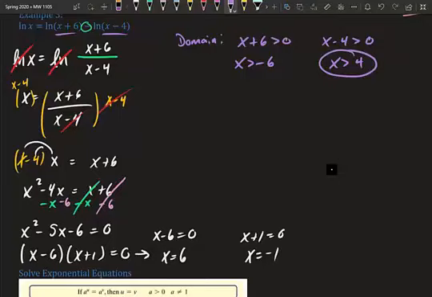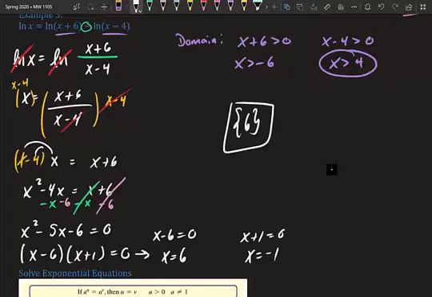So let's compare our solutions. Is 6 greater than 4? It is. 6 is greater than 4, so it is a solution. Is negative 1 greater than 4? It's not. So if you would have not known that the only domain is 4, so say you said both of these are the domain, negative 1 is greater than negative 6, right? It is. But is it greater than 4? No. So that's why we go with the biggest number. So our only solution is positive 6.